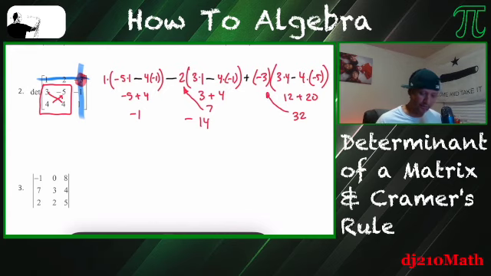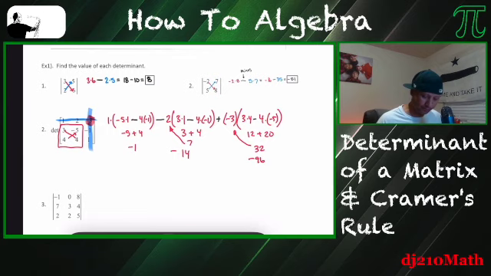Times -3. 2, 4, 6. 96. -96. All right. And now we just combine all these numbers, right? -1 minus 14 minus 96. We get, handy dandy calculator tells us, -111. Not bad. The determinant is -111. Okay, that's the first method.